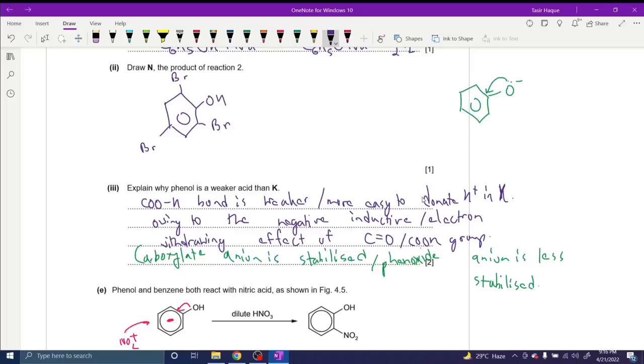In COOH, the OH bond is weaker owing to the electronegative or electron withdrawing carbonyl group. It also stabilizes the carboxylate anion more than the phenoxide anion. Comparatively, this is more stable, much more stable.